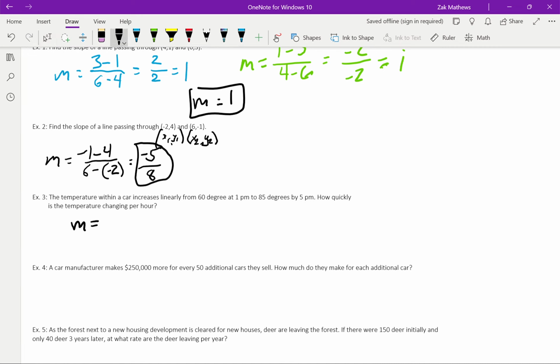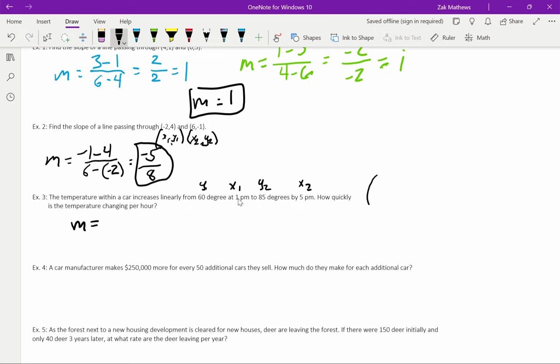Now I don't have points x1 and y1, x2 and y2, but we can think about these as some relationship of independent and dependent variables. We want the temperature per hour, meaning temperature over hour. That means the temperatures are going to be on the top, so they're going to be equivalent to our y's. So I'm going to call this 60 the y1, and 85 the y2. Per hour, temperature per hour, that means that the time should be in the denominator. So 1 p.m., that was my first time, I'm going to call it x1. And the 5 p.m., that must be the x2.